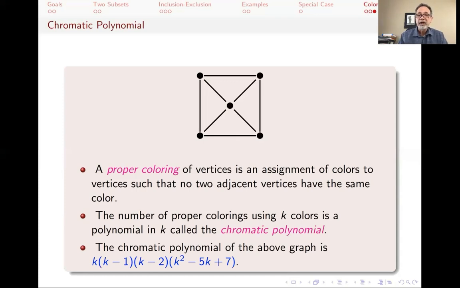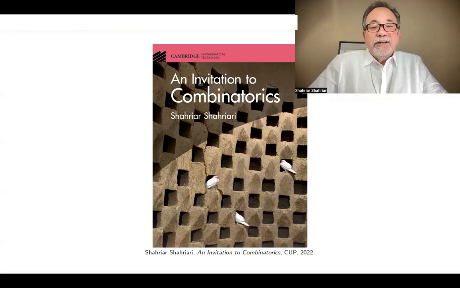In future lectures on inclusion-exclusion, we'll apply it to finding non-negative integer solutions with certain restrictions, as well as to derangements and other forbidden positions. This is the end of this lecture.